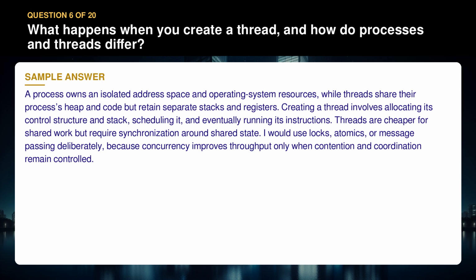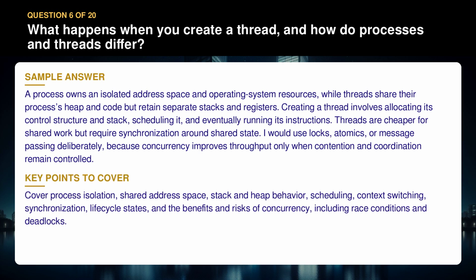I would use locks, atomics, or message passing deliberately, because concurrency improves throughput only when contention and coordination remain controlled. Cover process isolation, shared address space, stack and heap behavior, scheduling, context switching, synchronization, lifecycle states, and the benefits and risks of concurrency, including race conditions and deadlocks.